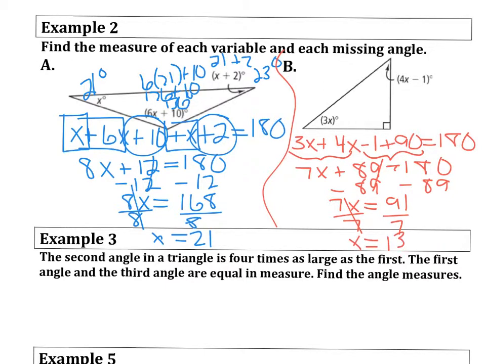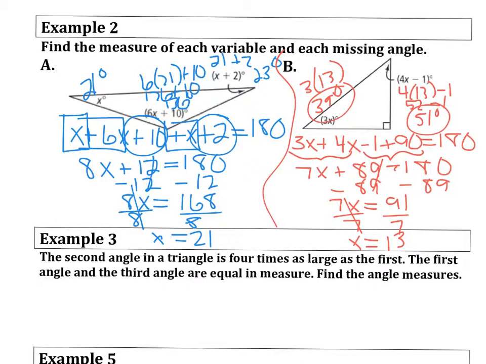So again, I would come up here, I would do 3 times 13 to get 39 degrees for that missing angle. And then here I would do 4 times 13 minus 1, and 4 times 13 would be 52. Minus 1 is 51 degrees. So those are our 2 missing angles.